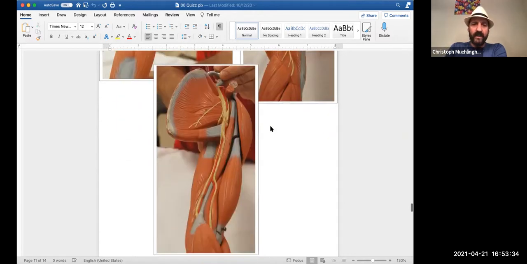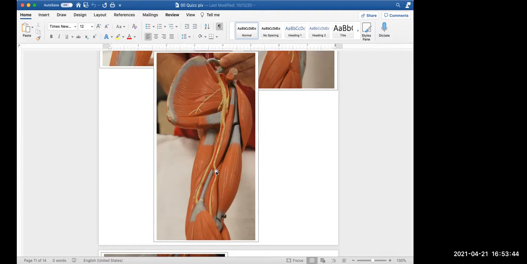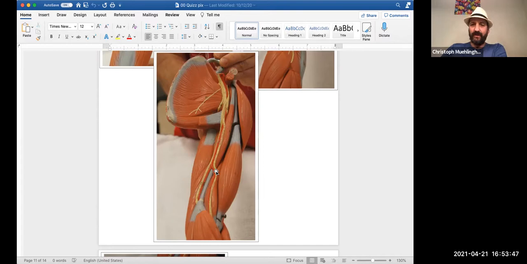The next one is in the arm, and it's the one where we take the biceps brachii away. What's underneath it? This one I had no idea. It's the brachialis muscle. Brachialis.